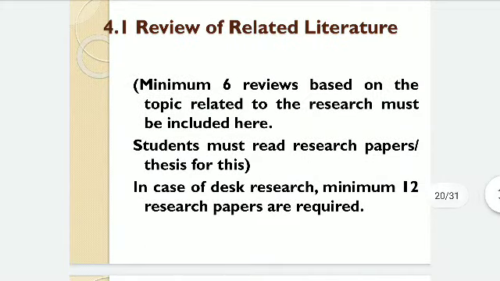Again this chapter number 4 is divided into 2 parts. Number 1 is review of related literature. Here a minimum of 6 reviews based on the topic related to the research must be included. For this the student must read some research papers or theses for this section, and you have to write the crux of whatever you have understood from that research paper.